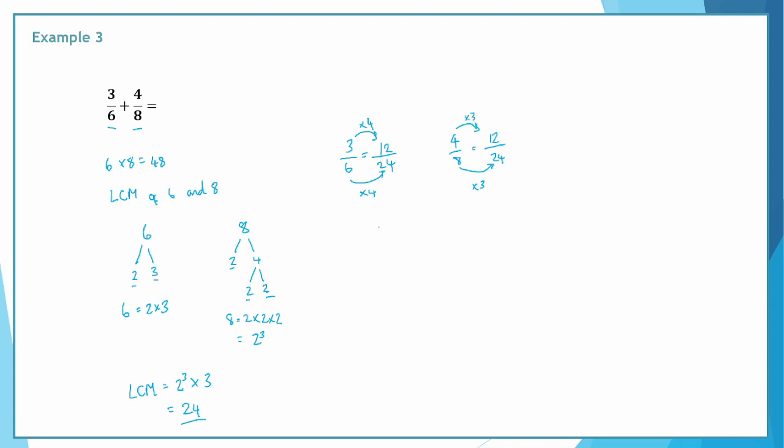So now our question has become 12 over 24, this fraction, plus 12 over 24 from here. That means our answer is definitely going to be over 24 because we've got two denominators of 24. And then we're just going to do 12 plus 12 to get a top number, which is also 24. So 24 over 24, which of course is the same as 1.